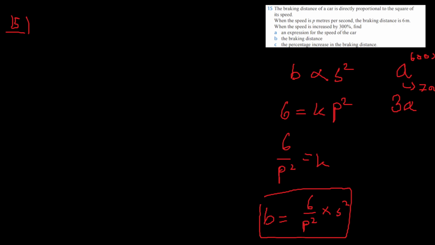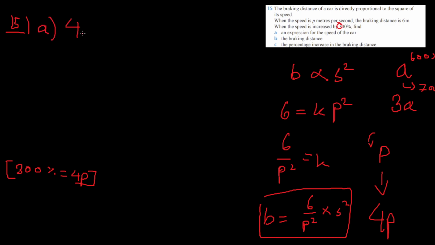So we have 300 here. So basically, P, if we want to increase this by 300%, it's going to be 4P. Basically, just add this number in front of here and just add 1 with it. So it's 4P. So just remember 300 percentage is equal to 4P. Just write it down anywhere. So expression of the speed of the car. So we can just write A as 4P.